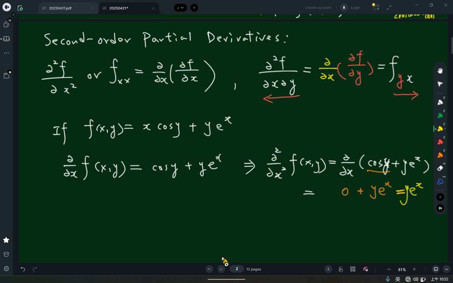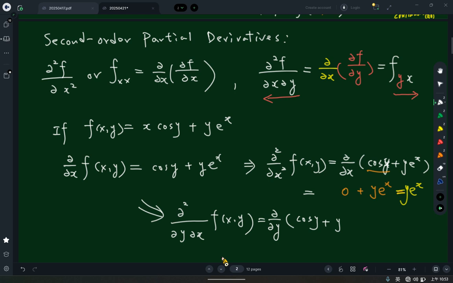Okay. So if you want to get partial square f, partial y, partial x, f of xy, in this case we will calculate partial f, partial x first, right? Based on the notation. So that means we can then get partial f, partial y for sine y plus y times e to the power x.